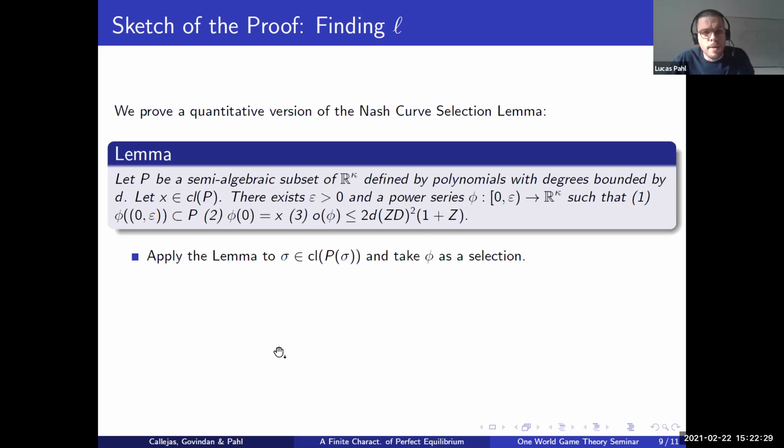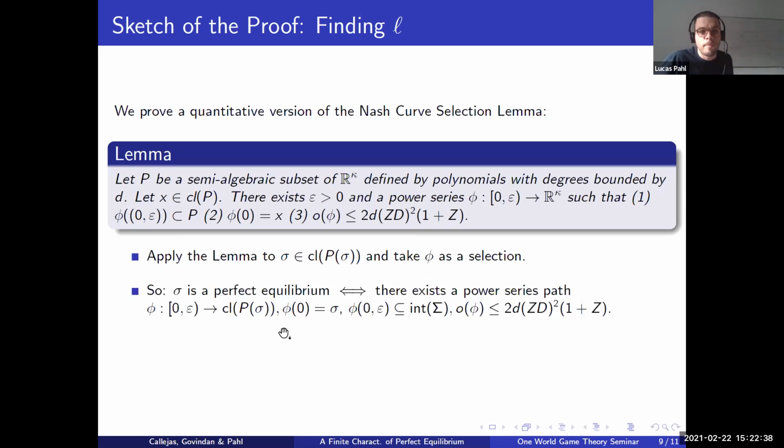So how are we going to use this lemma? We apply this lemma to the point sigma, the perfect equilibrium that we fixed at the beginning, and the closure of P sigma, and we take a power series selection phi. And we obtain a characterization for perfect equilibrium in terms of these selections. Sigma is a perfect equilibrium if and only if there exists a power series path with these properties. And our candidate for L is going to be then the order of the power series, okay?